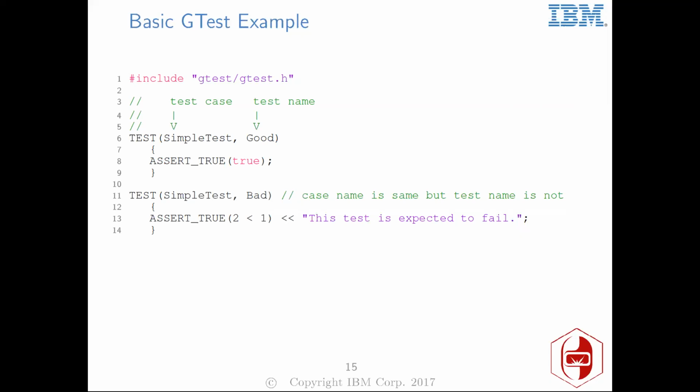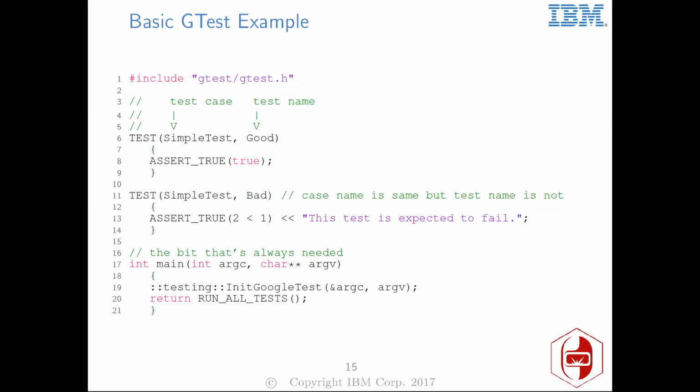Then we assert that 2 is less than 1, which of course it is not. And we are going to specify a failure message for debugging purposes. In this case, I'm just specifying a very simple message using a stream operator.